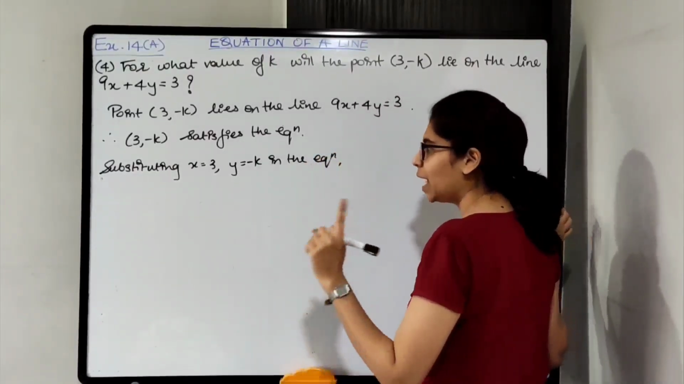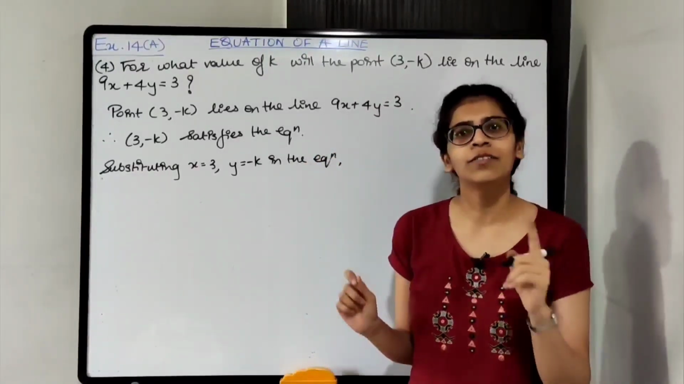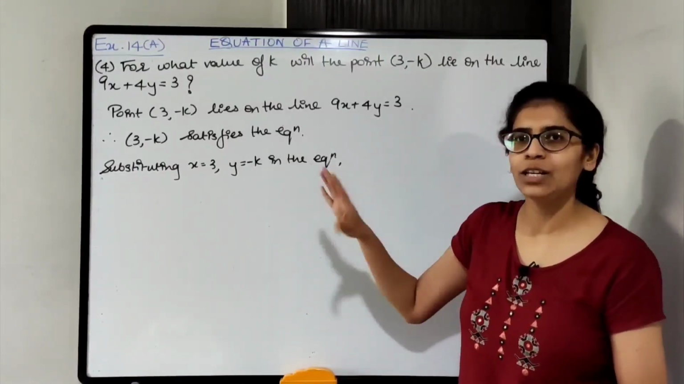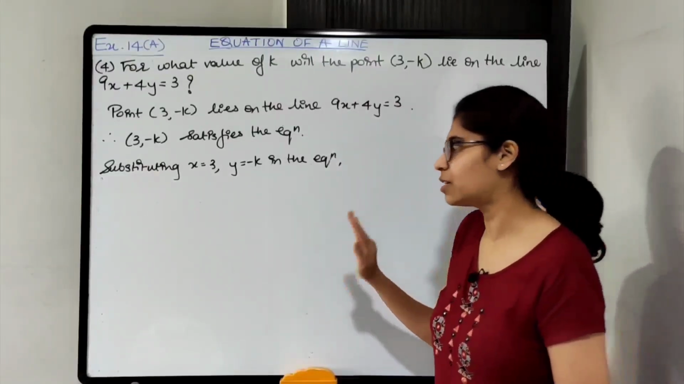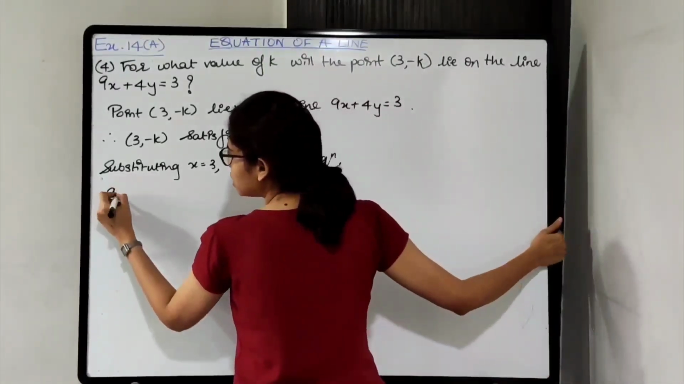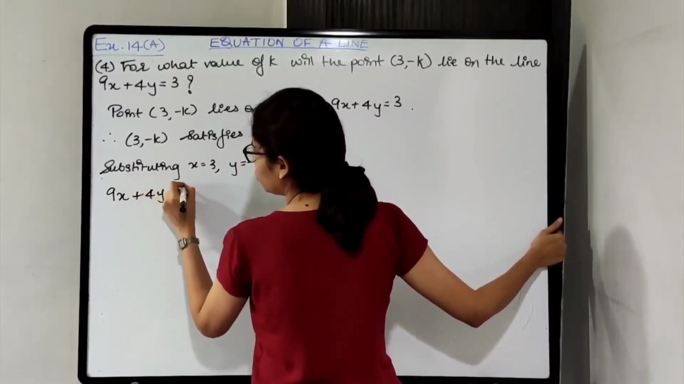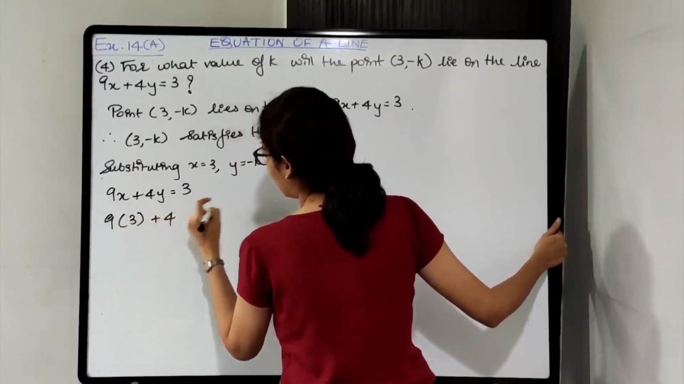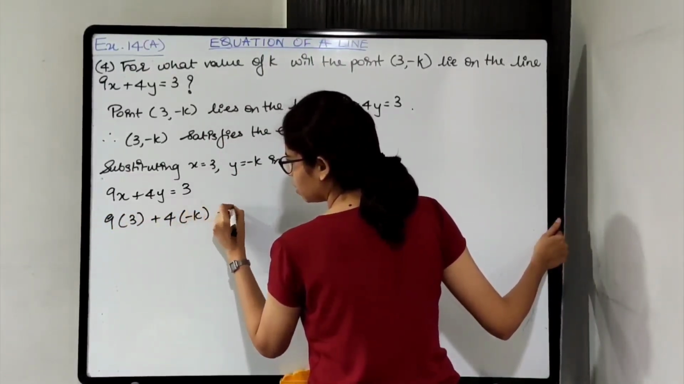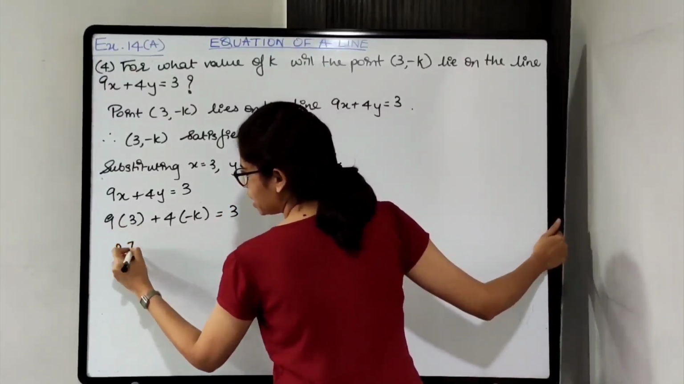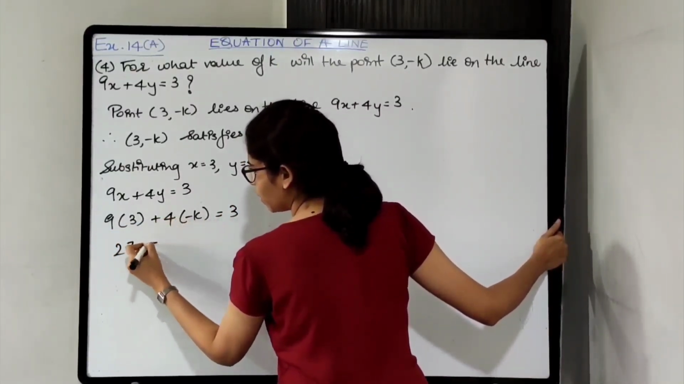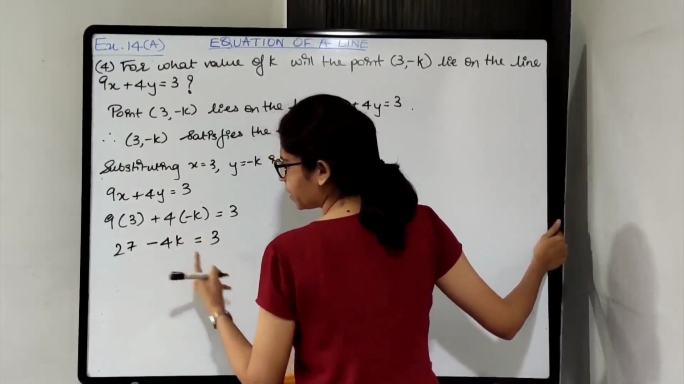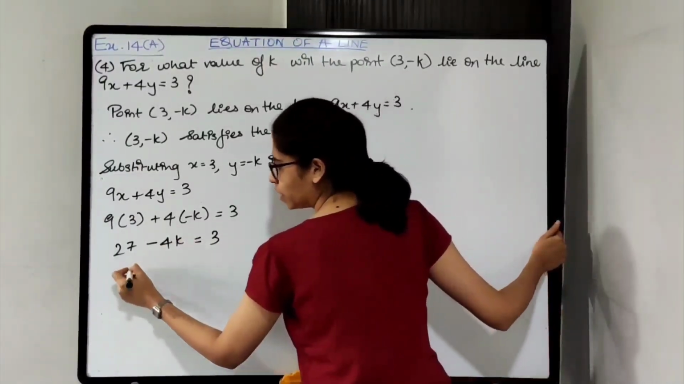equation. There is one unknown. So whenever you are given one unknown, you are going to solve and find out the value of that unknown. So directly substitute in the equation. Equation is 9x + 4y = 3, where x is 3 and y is -k. 9 3s are 27 and plus into minus gives minus 4 into k, 4k equal to 3. Let's shift 4k over here and 3 over here.